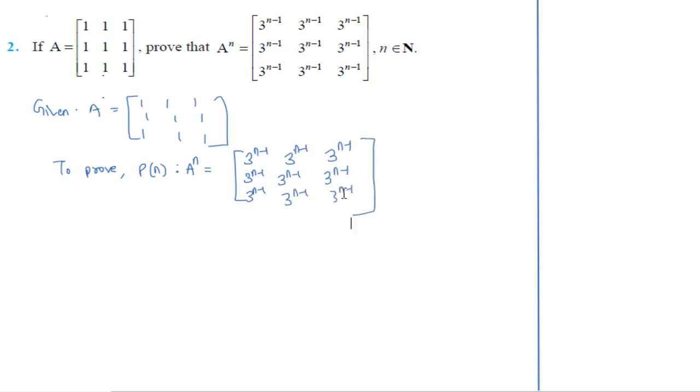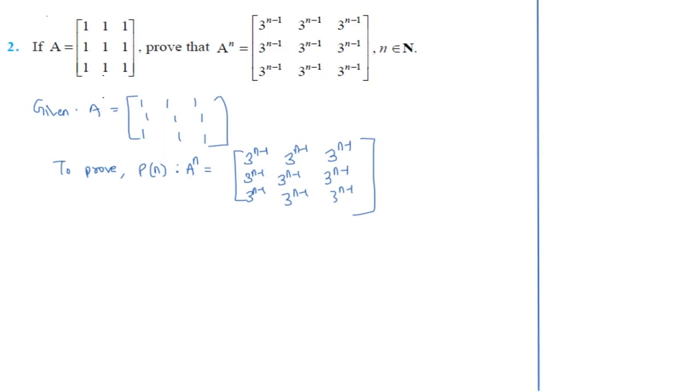Alright, now once again, first we need to show that it holds true for n equal to 1. If it holds true for n equal to 1 only, then we will proceed by assuming it to be true for n equal to k, and then we need to show it is true for n equal to k plus 1 as well. All 3 steps are necessary here. If you want a detailed explanation, I will make a video on it later.